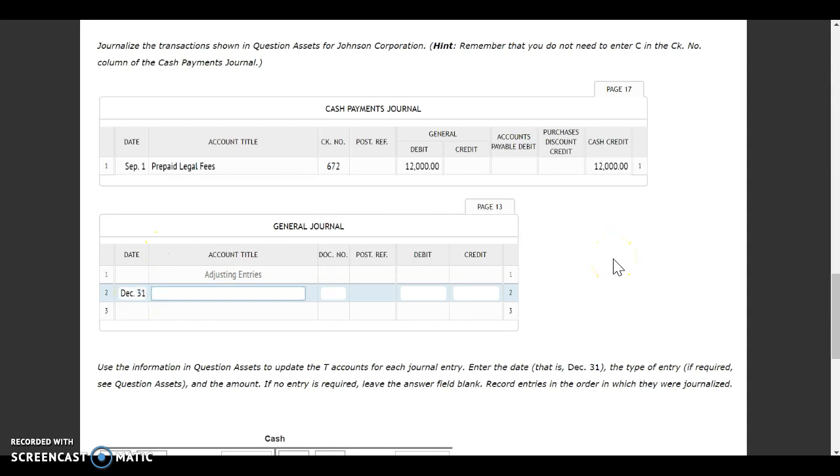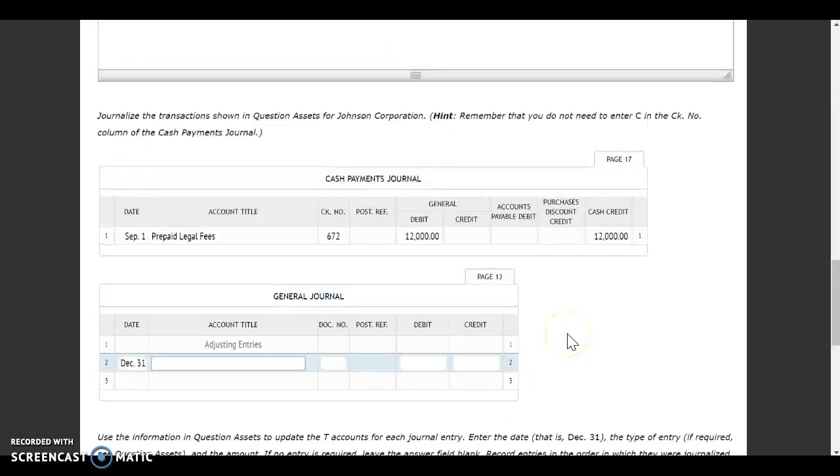Again, we need to figure out how much. So really we did this last time, but we're going to take 12,000 divided by 6 months, meaning that it's $2,000 a month. Okay, then we need to figure out how many months we paid for. Well, we paid for 6 months, but how many months of work did we actually get? So remember, we got September, October, November, December, so that's 4 months. So $2,000 a month times 4 months is $8,000.